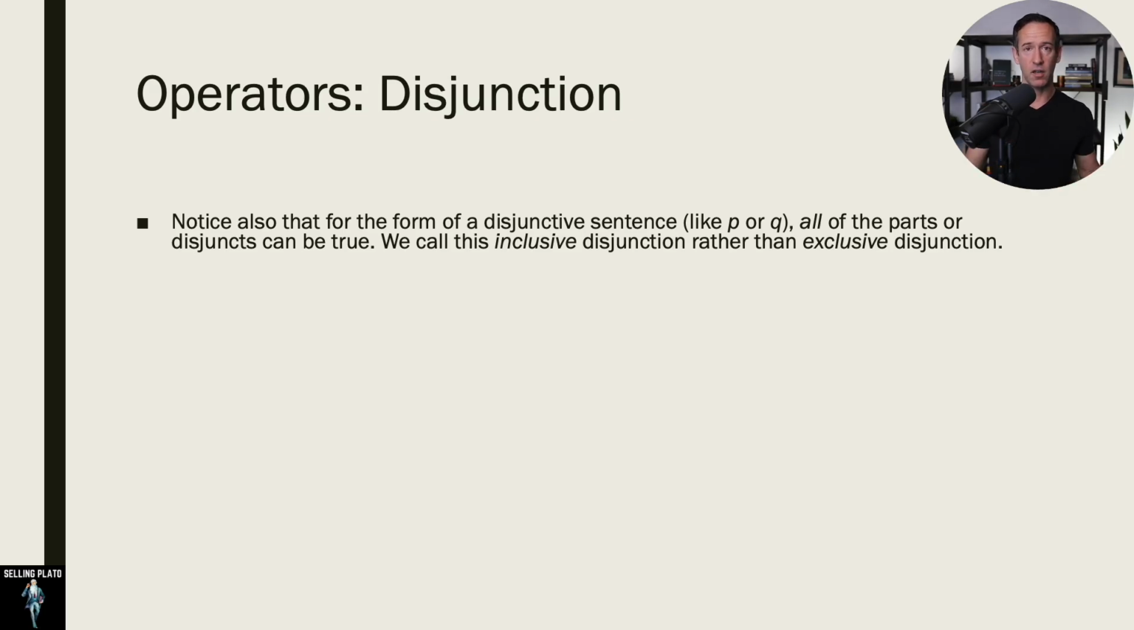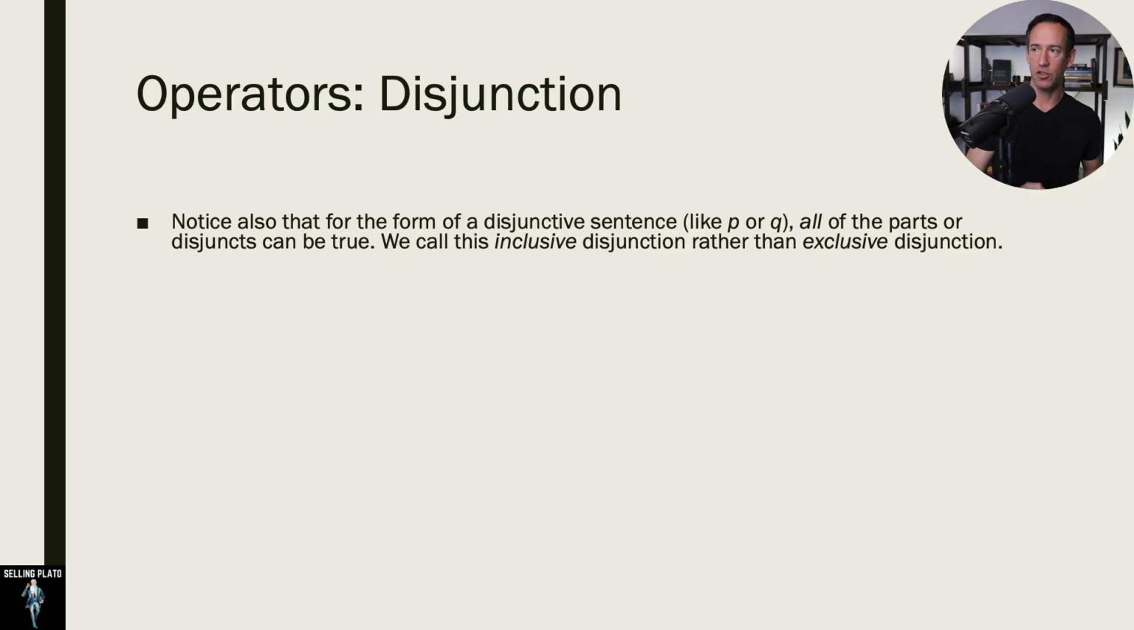If we extract the content and just let some sort of meaningful sentence, like "you made an A on the final," be abstracted, and we just take a look at its form and represent it by a letter like P or Q, all of the parts, or disjuncts, can be true. And the reason I'm pointing this out is because this has a name as well. So here's a little bit more terminology for you. We call this inclusive disjunction.